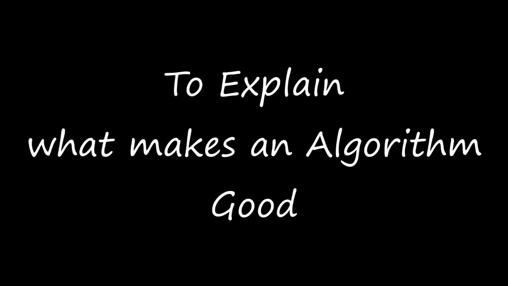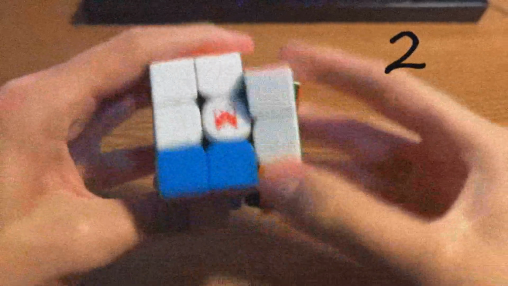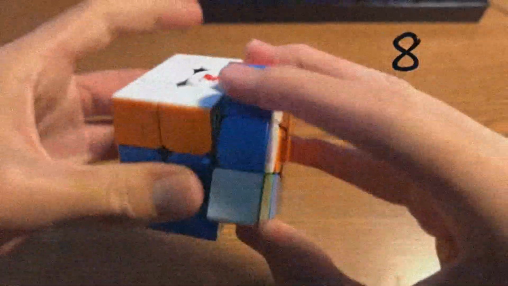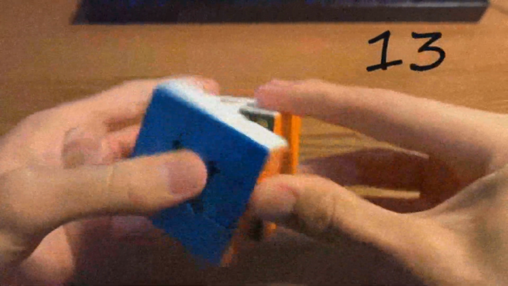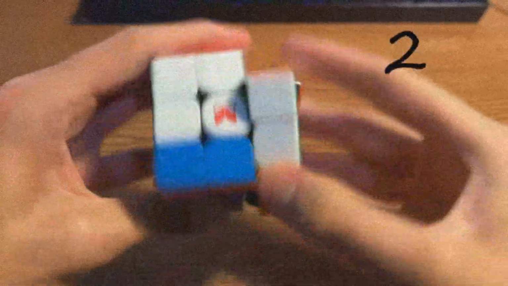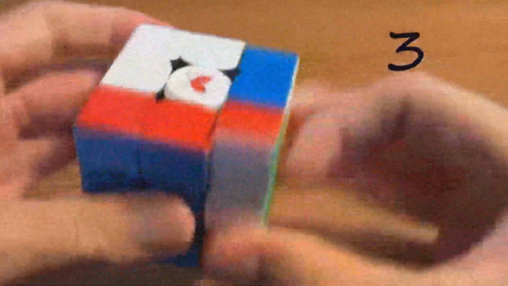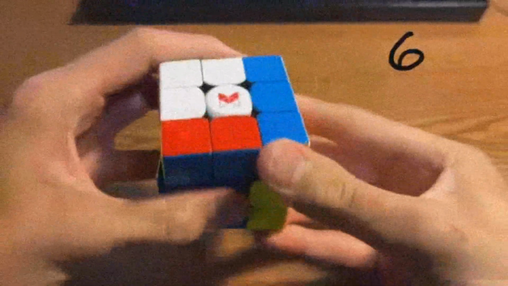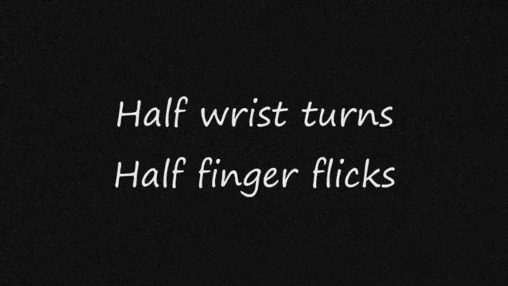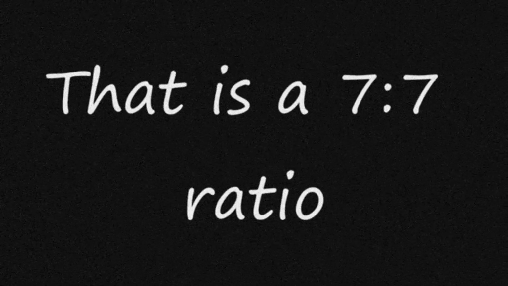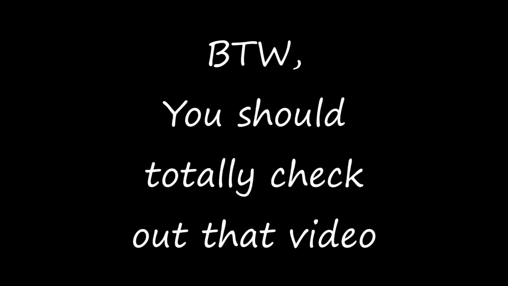To explain what makes an algorithm good, watch this clip. If you look at the T-perm, you'll see that it is 14 moves long. So right now, our move count is 14 moves. Now if we look at that clip again, we'll count the amount of wrist turns in the alg. 7 wrist turns. Now we count the finger flicks in the alg. 7 finger flicks. So looking at the T-perm, it is half wrist turns and half finger flicks. That is a 7-7 ratio. By the way, you should totally check out that video, but for now, instead of saying wrist to finger flick ratio, we're just gonna say WFF ratio for short.